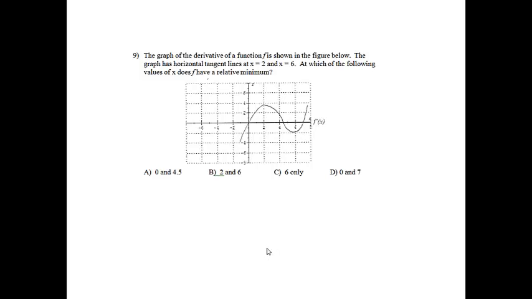All right, question number 9. The graph of the derivative of a function f is shown in the figure below. The graph has horizontal tangent lines at x equals 2 and x equals 6, and you notice we can see that. At which of the following values of x does f have a relative minimum?